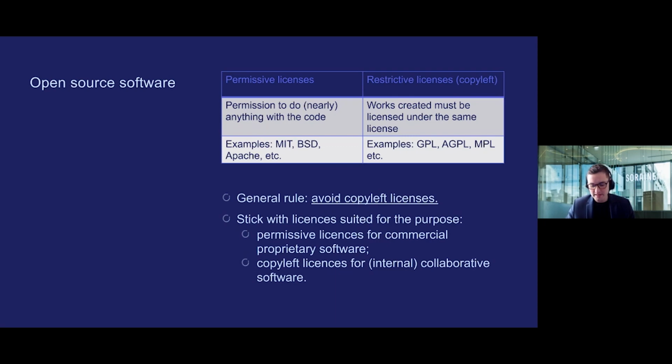For businesses, this means that if you want to make a proprietary product and you want to sell it to others, you want to license it to others and make money from that product, you should avoid copyleft licenses. If you want to use software which is subject to copyleft licenses, this should be used for internal collaborative software, for software that maybe you are not going to invest into when modifying the software and similar.